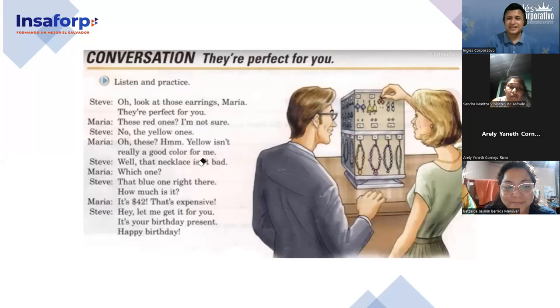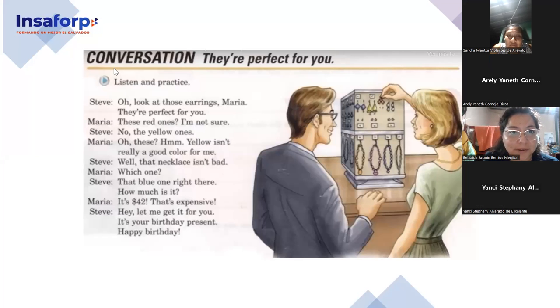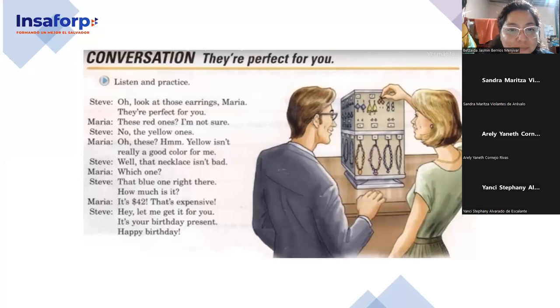¿Cuántos son? ¿Tiene apagado el micro? Four. We have four. So let's begin between Arely and you, Betsaida, y luego with Jancy and Sandra. Okay? Perfect. Voy a empezar. Hola. Empiezo.